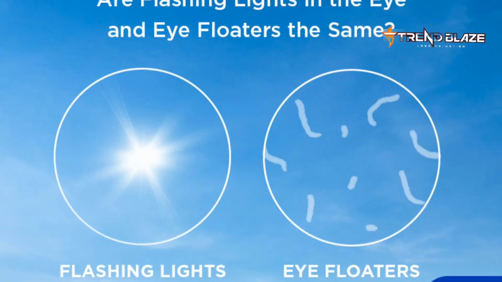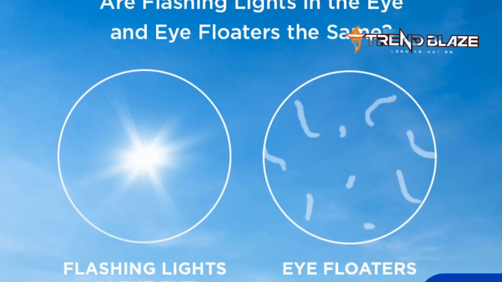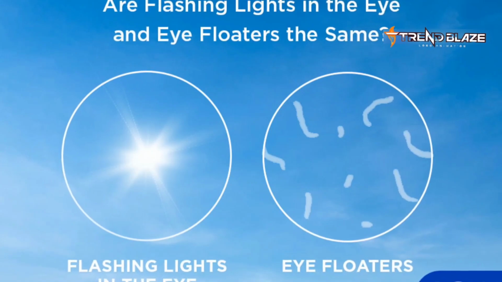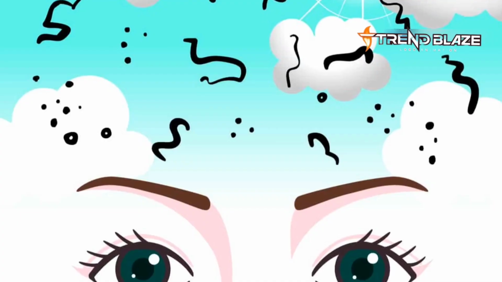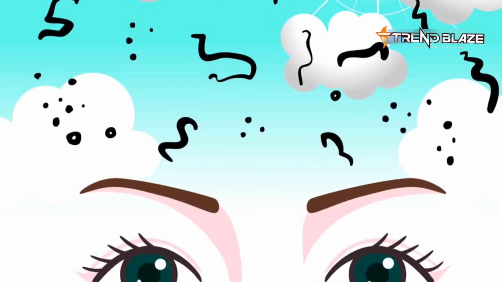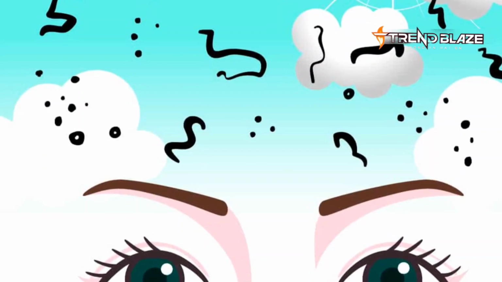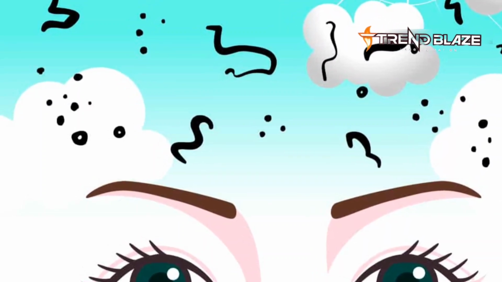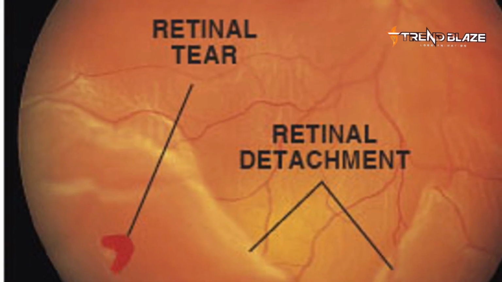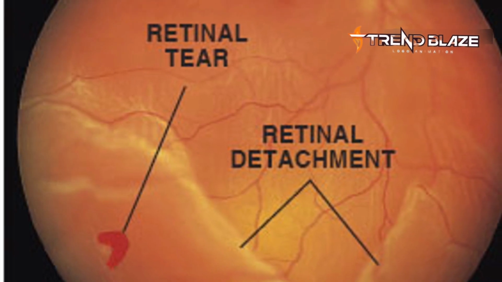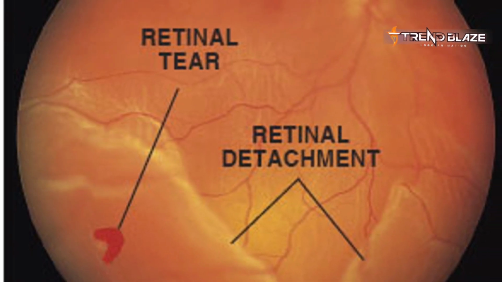However, in some cases, a sudden increase in the number of floaters, especially if accompanied by flashes of light or a loss of peripheral vision, can be a sign of a more serious problem. These symptoms should not be ignored as they could indicate an issue with the retina. These symptoms could indicate a retinal tear or detachment, which requires immediate medical attention.